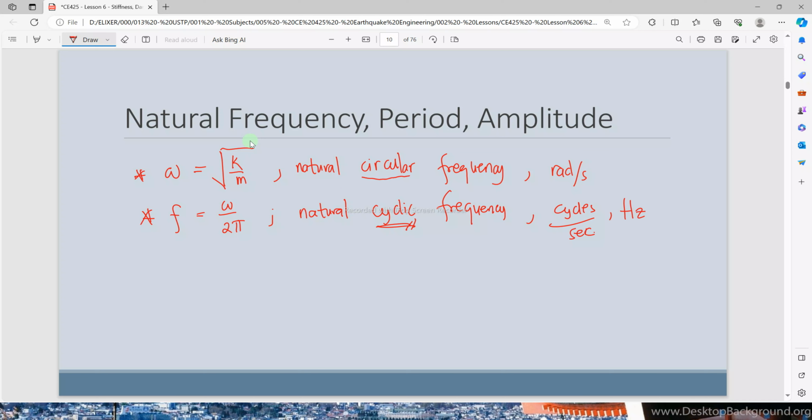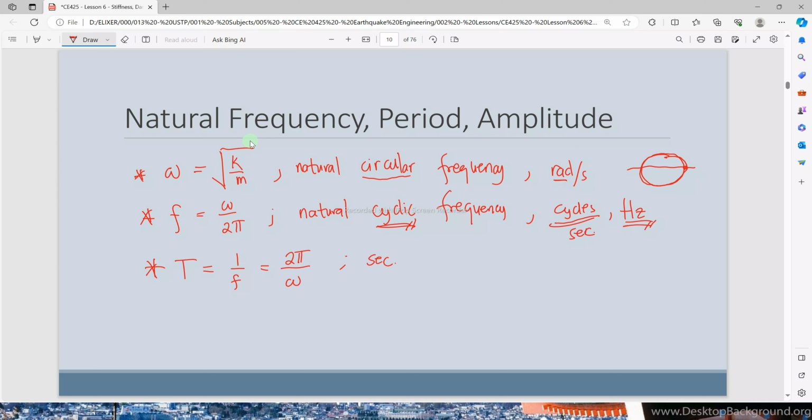So here, circular. That's why radians, di ba? Because in a circle, ang one rotation is 2 pi. 2 pi radians. So we have here radians per second. And then yung frequency, natural cyclic frequency, that is in cycles per second or in hertz. And then we also have our period. The period is just equal to 1 over f, that is equal to 2 pi over the natural circular frequency. Yung unit is in seconds.